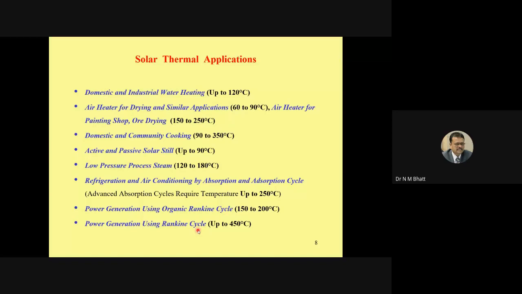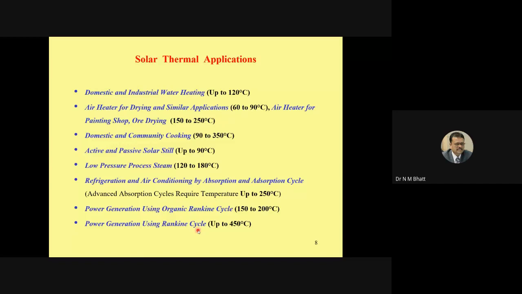Then the third application is domestic and commodity cooking, where the temperature required is in the range of 90 to 350 degrees centigrade. Suppose you want to cook even chapati and dal at very high speed, the temperature requirement is very large. For commodity cooking, your temperature requirement would be pretty high.